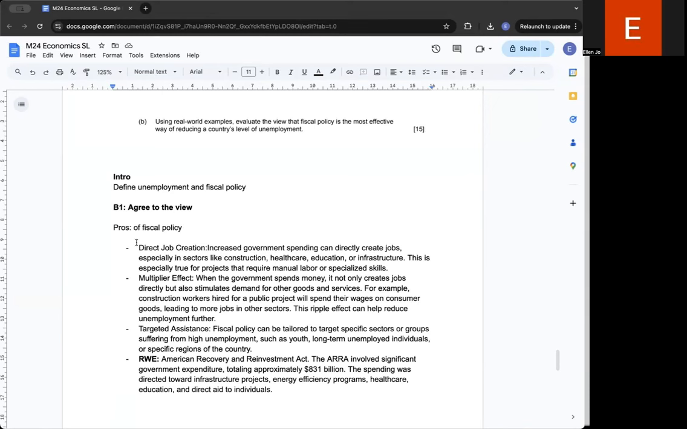A real-world example can be the one from America, the so-called American Recovery and Reinvestment Act. This one involved significant government expenditure totaling approximately this much money. The spending was directed towards infrastructure projects, energy efficiency programs, healthcare, education, and direct aid to individuals during the pandemic period.